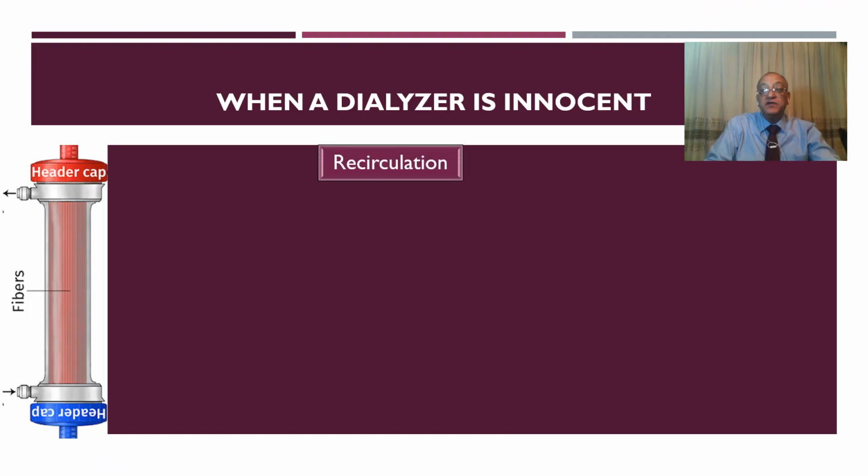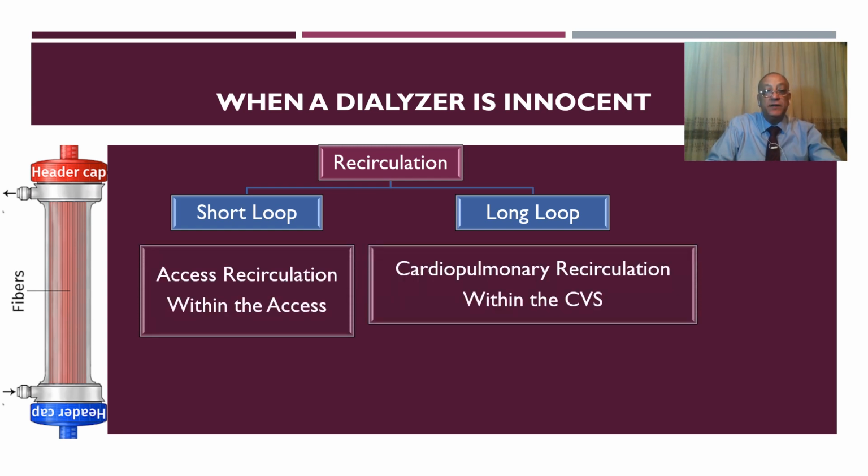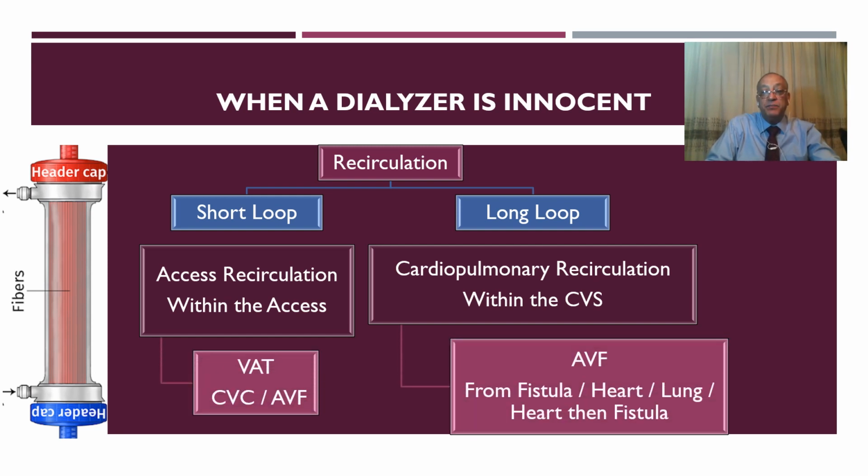So when a dialyzer is innocent, in particular, we'll focus on recirculation. We have two types of recirculation, either short loop recirculation or long loop recirculation. The short loop is related to the vascular access and is very common, and the long loop is related to cardiopulmonary recirculation, and it is sometimes found in patients with high flow arteriovenous fistula. So access recirculation, or long loop cardiopulmonary recirculation, can induce inadequate dialysis.